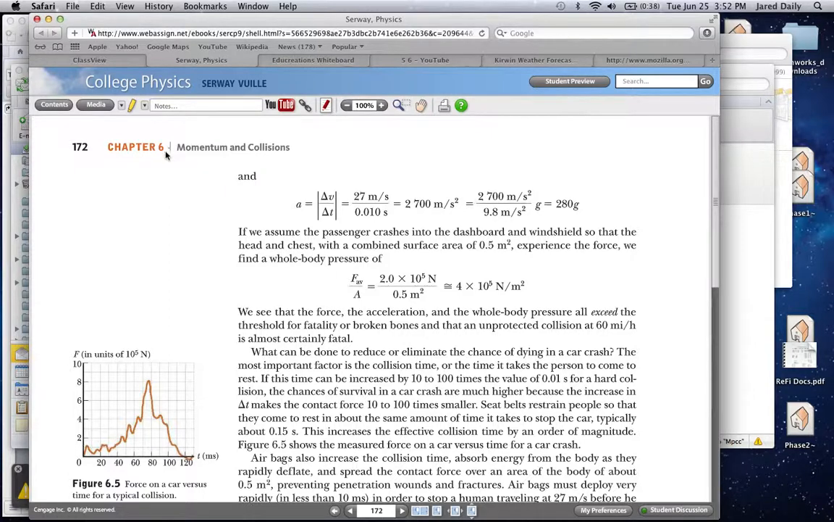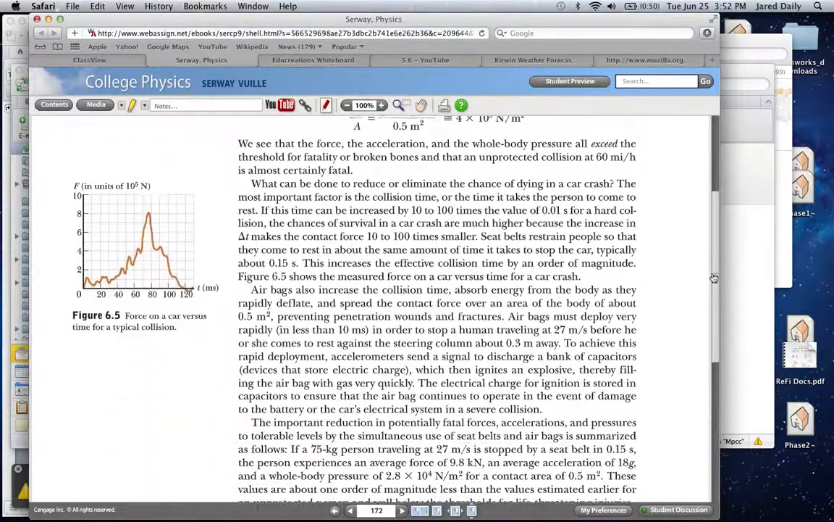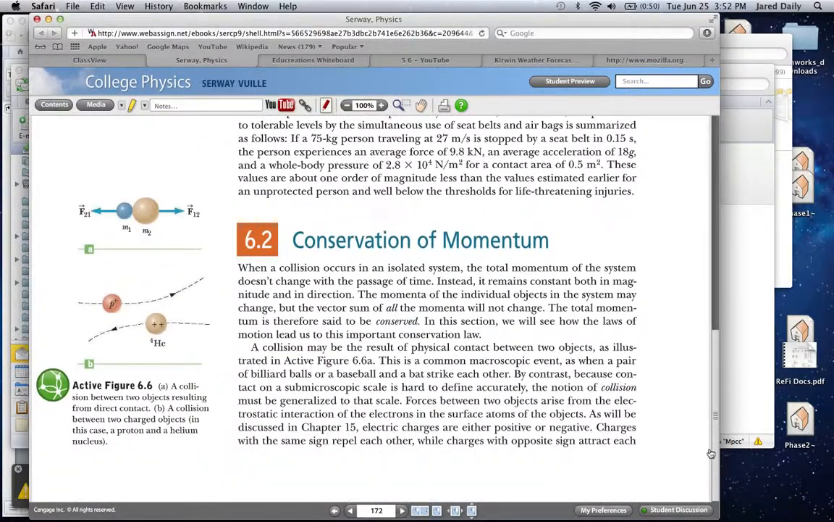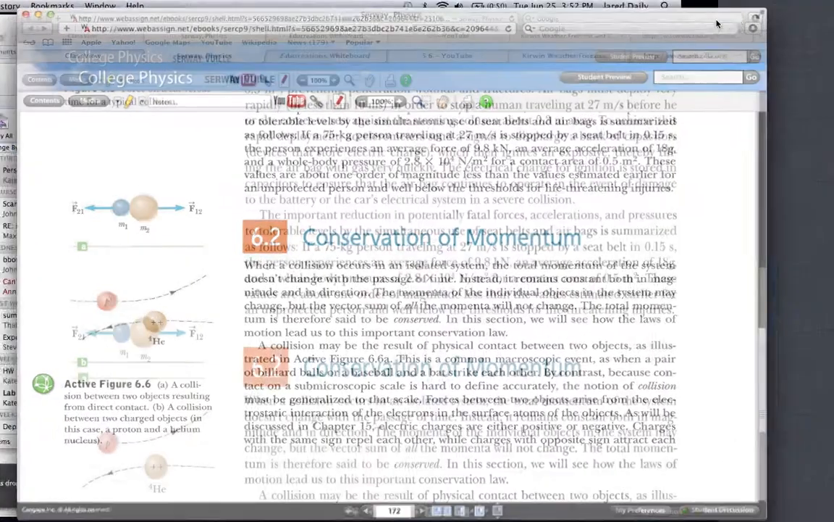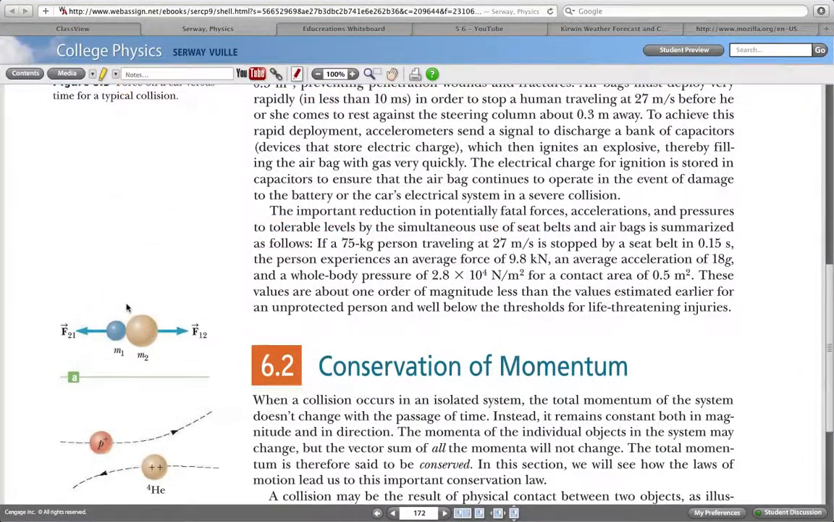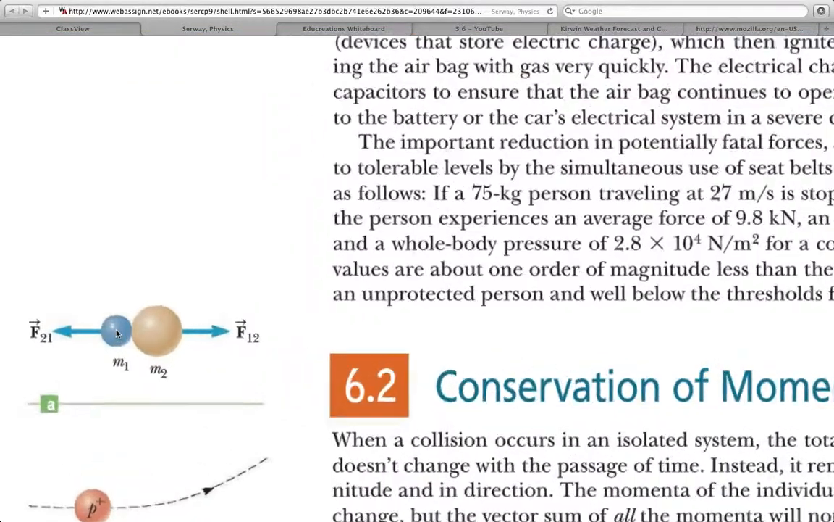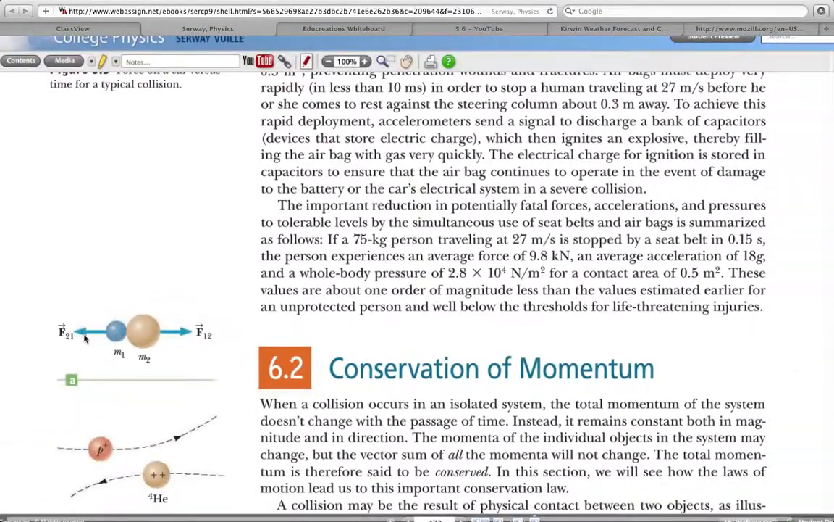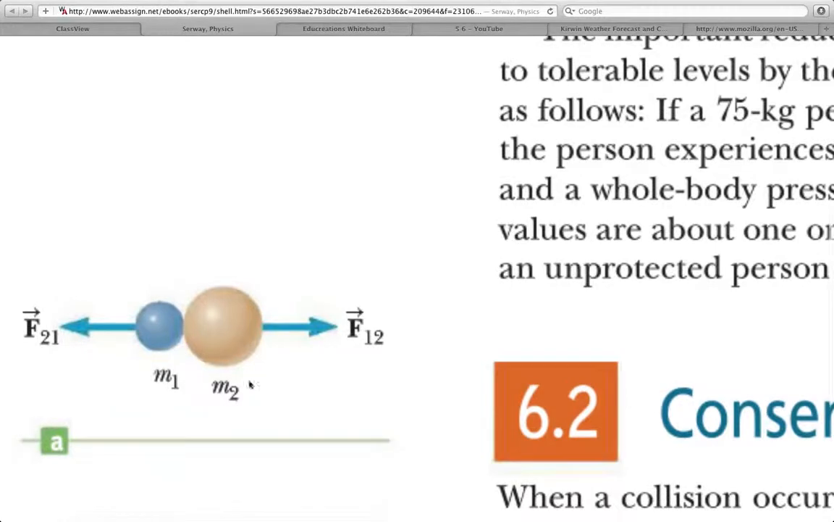Okay, so we are in chapter 6.2, which is conservation of momentum. And we're going to start off the chapter with two situations. We have the situation of two spheres colliding with each other. Sphere of mass 1, sphere of mass 2. Of course, they're different sizes.